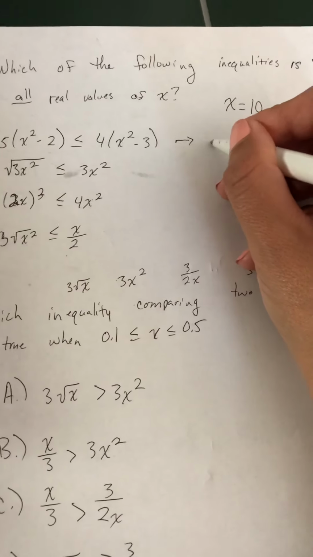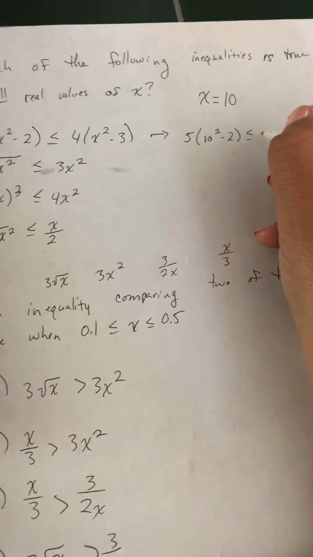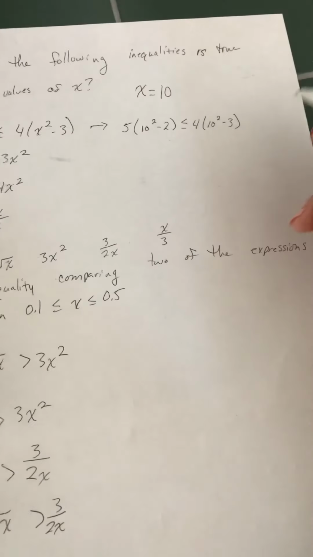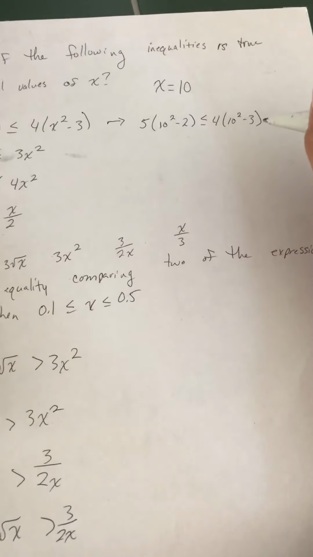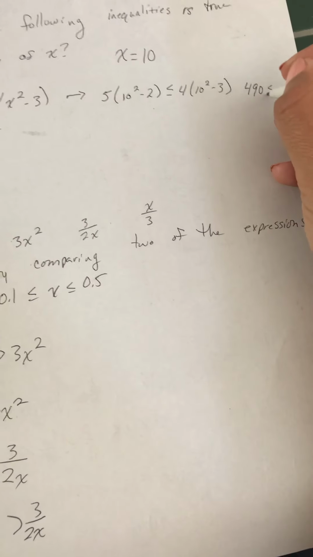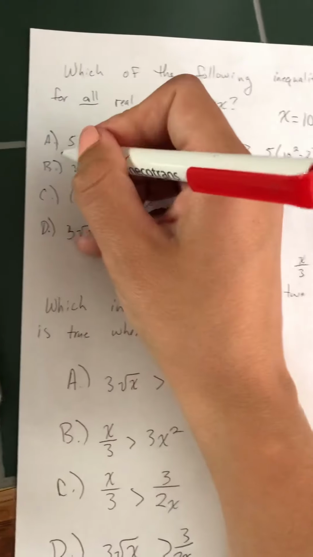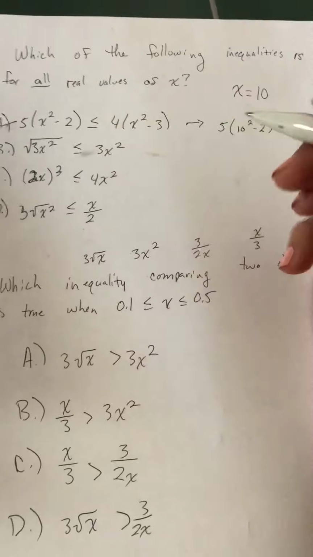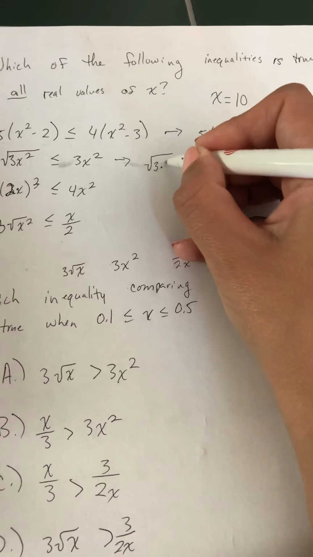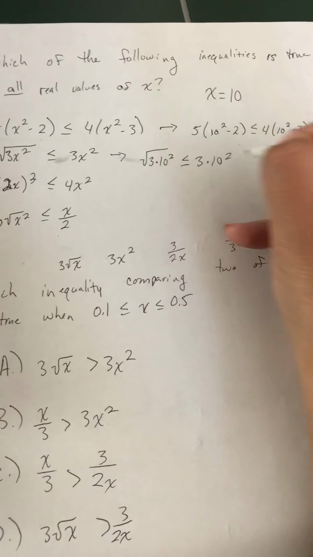So you have 5 parenthesis 10 to the second power minus 2 less than or equal to 4 times 10 to the second power minus 3. If you enter this into the calculator just like this, you get 490 is less than or equal to 388, which is not true. So A is not going to be our answer. B, you have the square root of 3 times 10 to the second power is less than or equal to 3 times 10 to the second power.